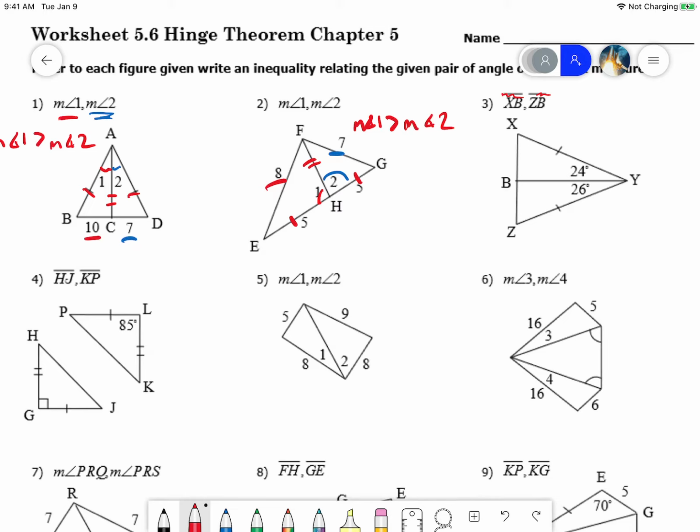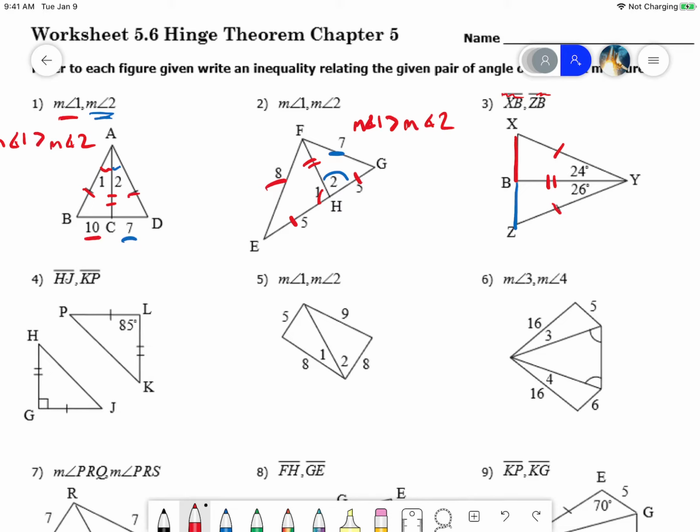So again, I want to identify, okay, where's XB and where's ZB? Well, this is XB, this is BZ. Now I need to have those sets of congruent sides, so we already know that YZ is congruent to XY. So I need my second set of congruent sides, which of course, again, is the shared side.